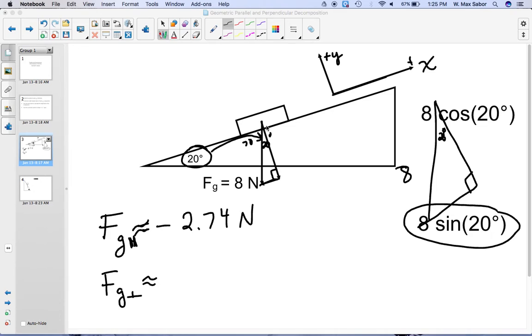As for the perpendicular component of the weight, we will use cosine. This is also in a negative direction because that would be the positive y, so this is negative y. And now we have 8 times cosine of 20 degrees, which gives us negative 7.52 newtons.